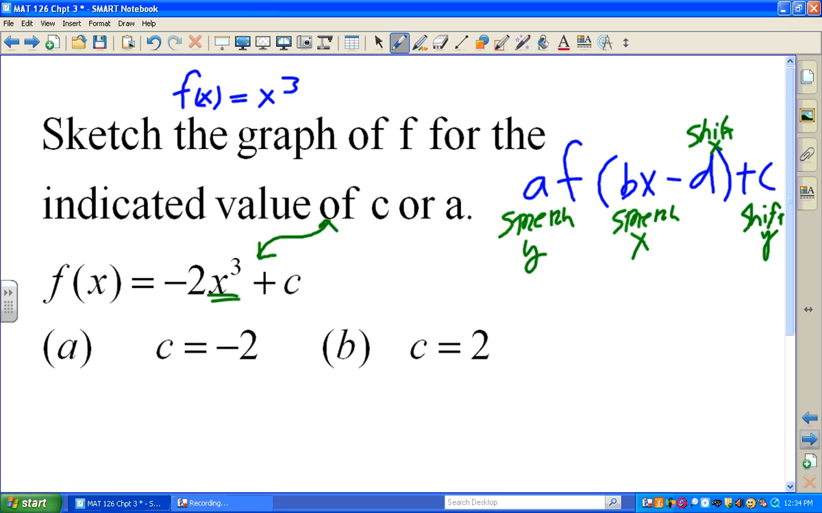The negative does what with the graph? Flips it. So something like this. And then the 2, obviously, what? Stretches it vertically. So it's going to be a little longer, a little narrower. And then the plus c. This graph's going through the origin, isn't it?